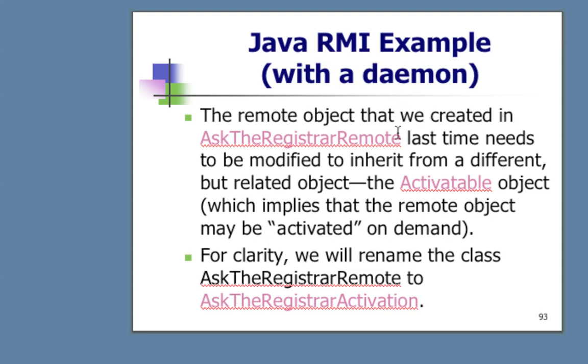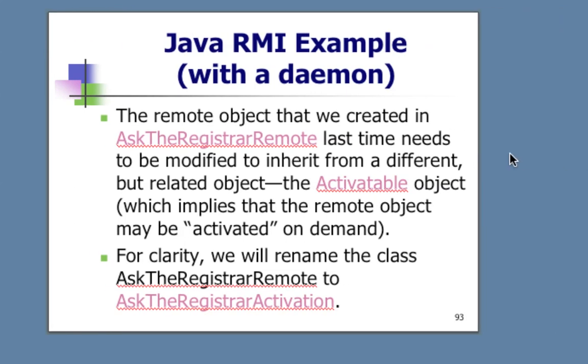The remote object that we looked at last time was the AskTheRegisterRemote, right? Yeah, okay, so it needs to be modified to inherit. Oh, you know what? That's what happened. It's modified already. I didn't make another copy of it. I believe we're going to get this example to work today, actually, because I just now mentally figured out what was wrong. Okay, so the last time we modified the AskTheRegisterRemote.